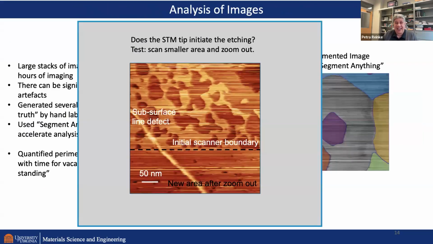Okay, let me go to etching, and let me show you why we know it's tip-induced. We imaged an area here and got these tip-induced formations of vacancy islands. We have a scanner boundary because, after doing that for a while, and here you see a subsurface line defect, we zoomed out and imaged a larger area. You can see that this larger area has much, much fewer defects than the one which we scanned for quite a long time. So this confirms that the tip really does the writing of these structures.